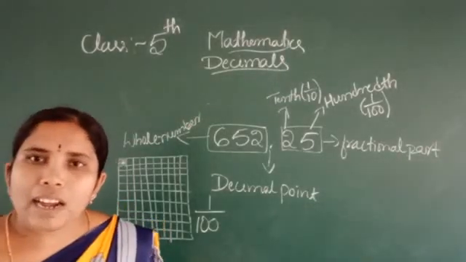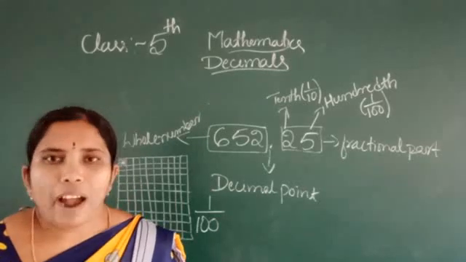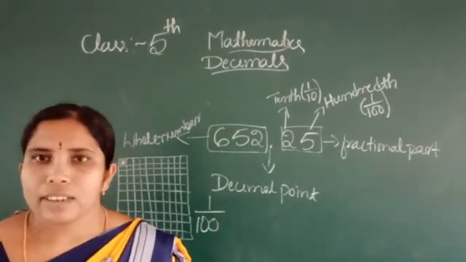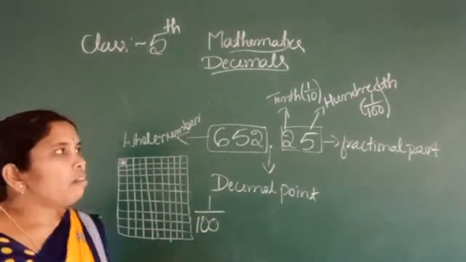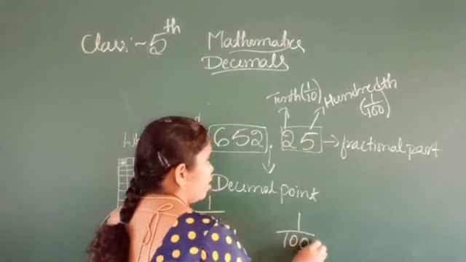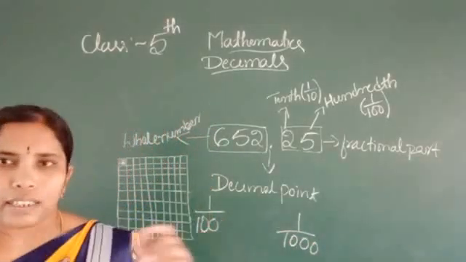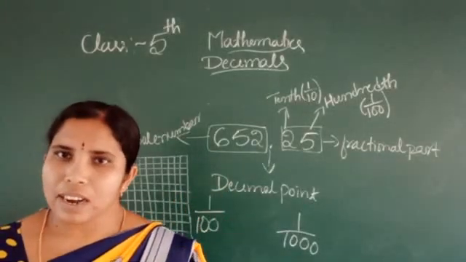Similarly, the thousandth also, the square can be divided into 1000. Okay, so we are shading only one part. We can write it as 1 by 1000. This is thousandth. Do you understand, students?